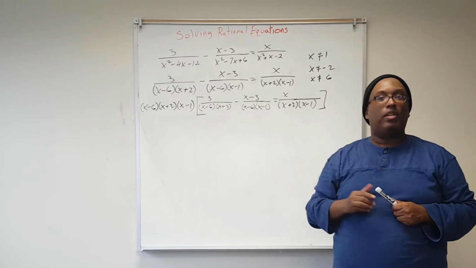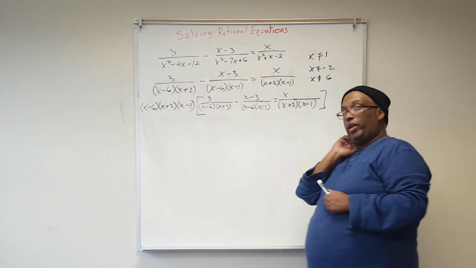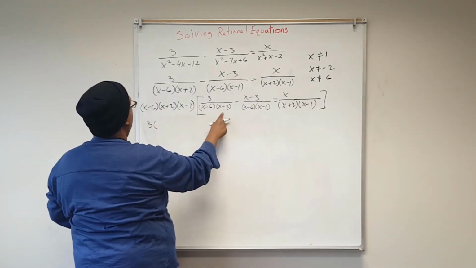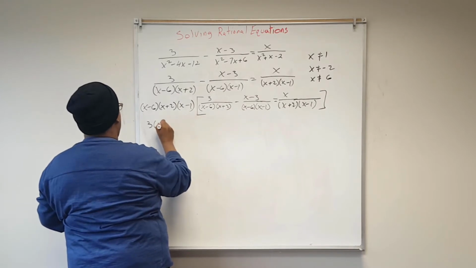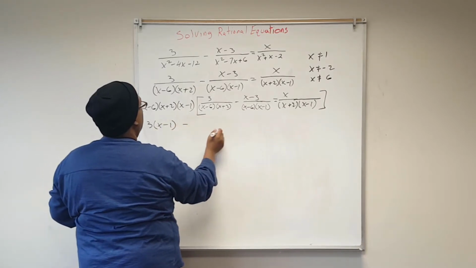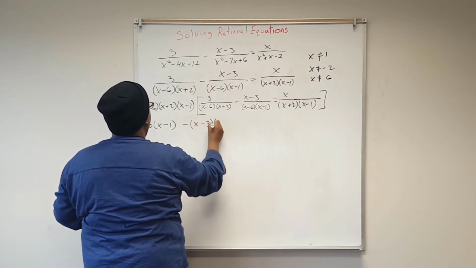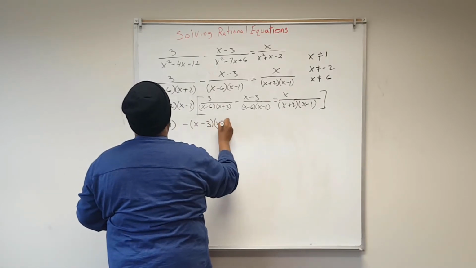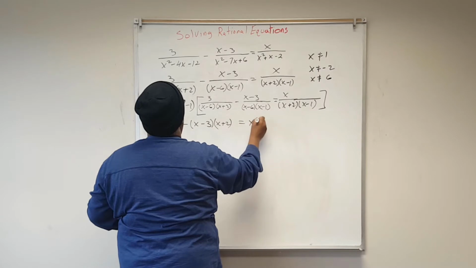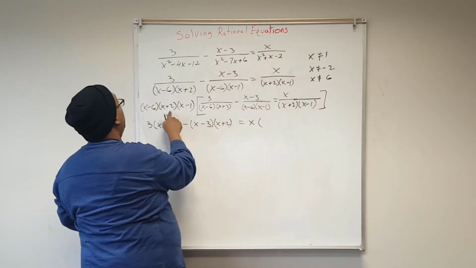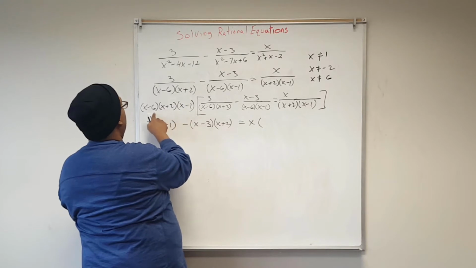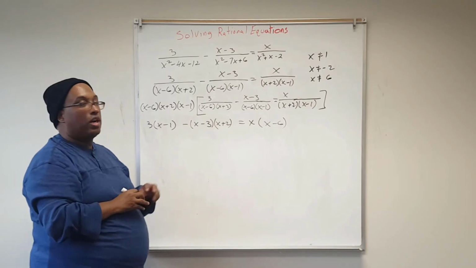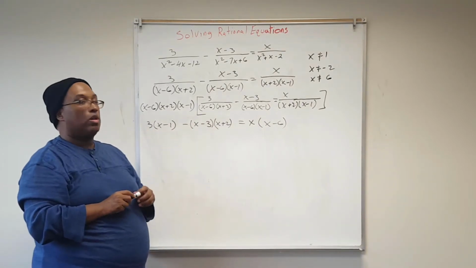Using the distributive property to clear our fractions, we get the following. 3 times, these two cancel, we get x minus 1. Minus x minus 3 times, these two cancel, we get x plus 2. X times, these two cancel, this one and this one, we get x minus 6. Okay, now we distribute and FOIL and see what we get.